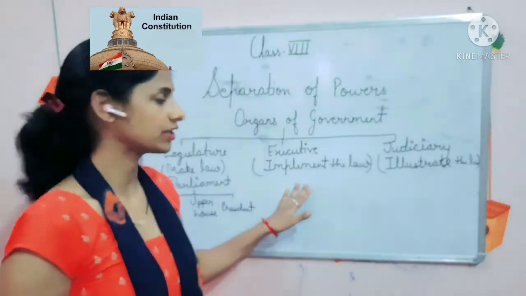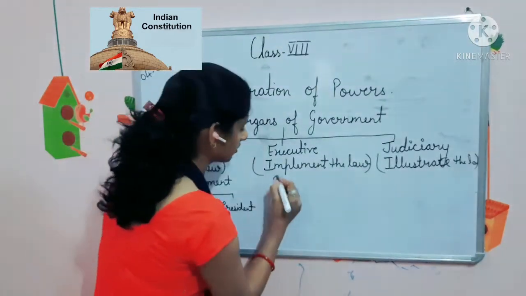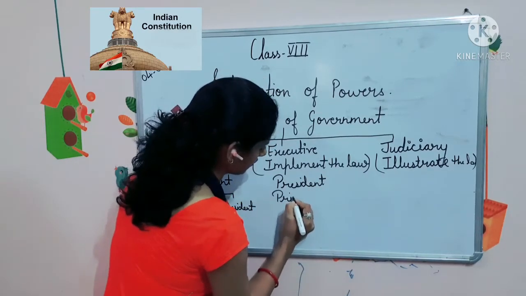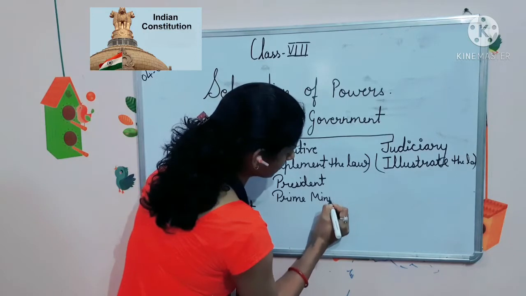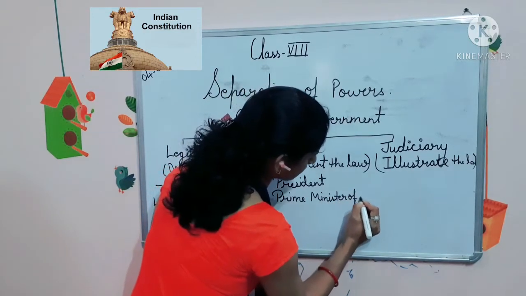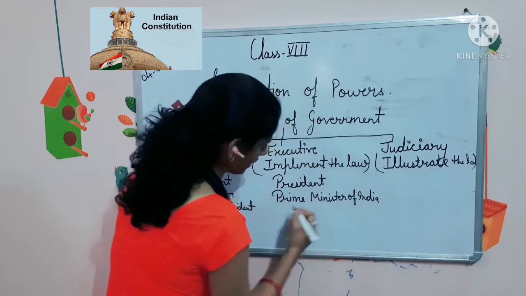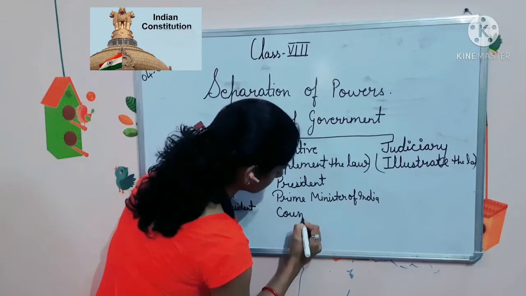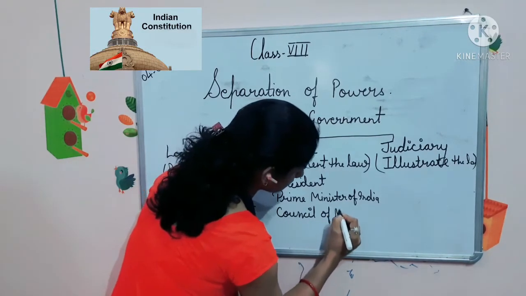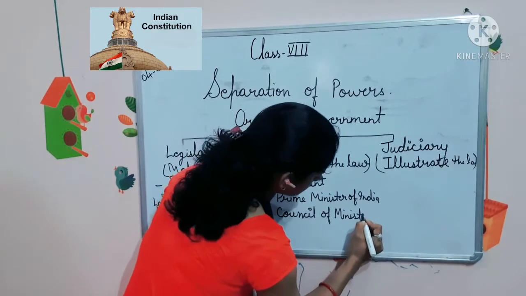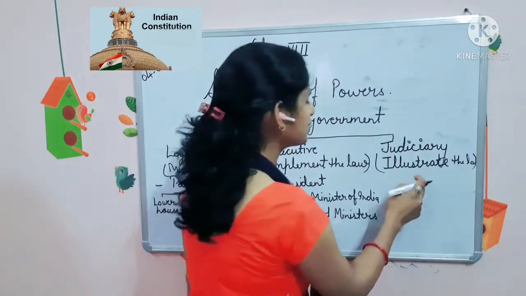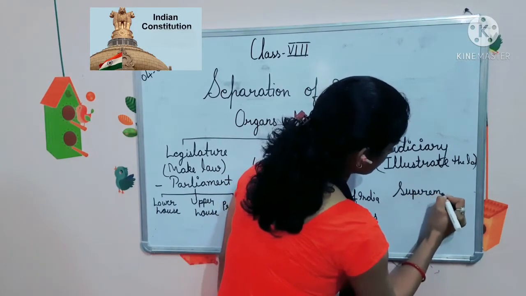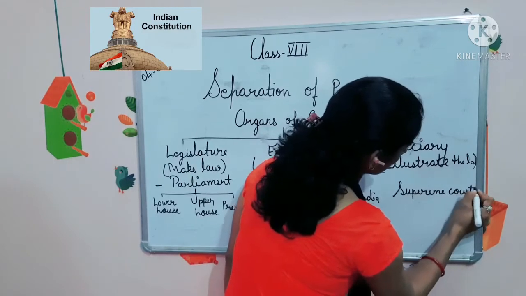Alright, the executive includes the President, the Prime Minister of India, and the Council of Ministers. And the judiciary includes the Supreme Court of India.